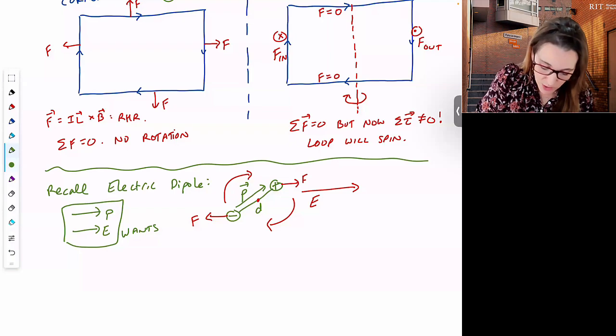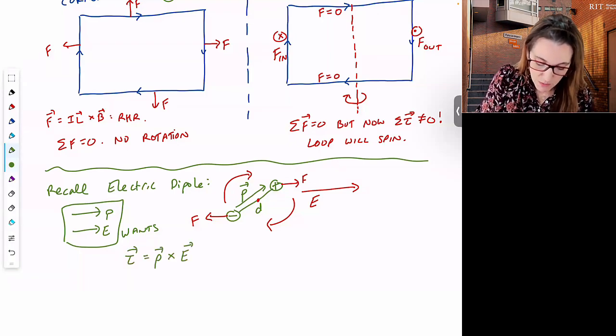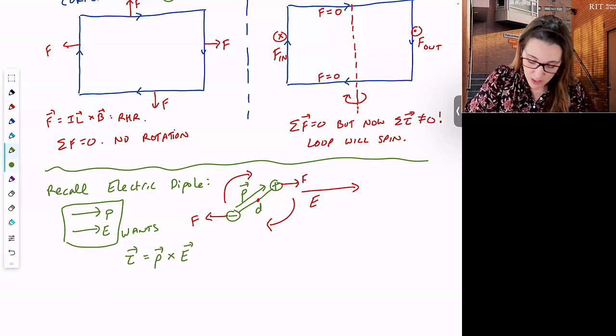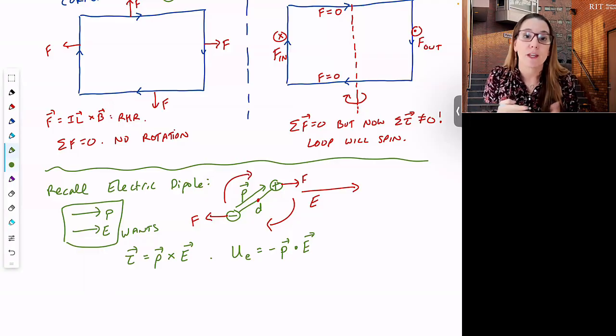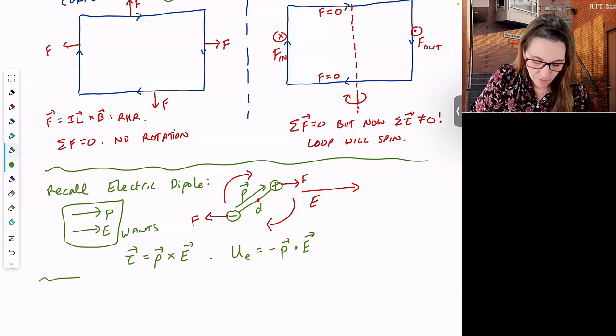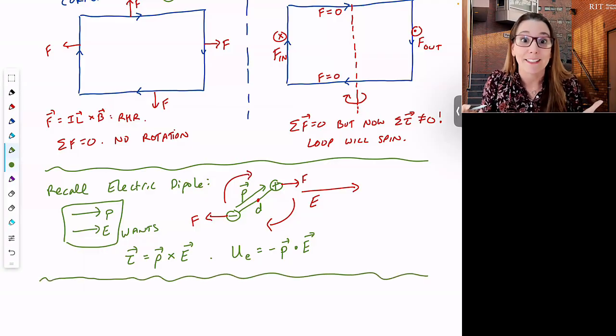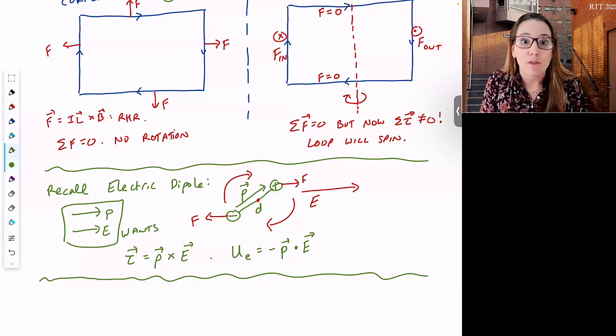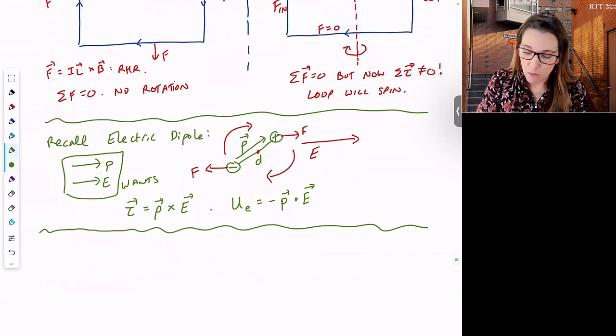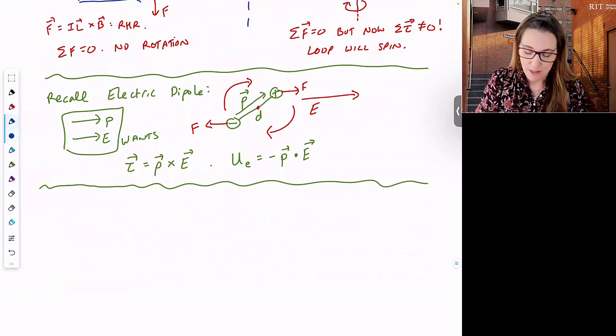And we had various equations associated with this. We had that the torque was equal to P cross E, meaning that P wanted to line up with E, and that the electric potential energy was equal to negative P dot E. We had the lowest energy state when it was where it wanted to be, and the highest energy state where it was as far away from where it wanted to be as it could get, which was anti-aligned. Okay, so we're going to do a similar thing now, but for this loop of wire in a magnetic field.